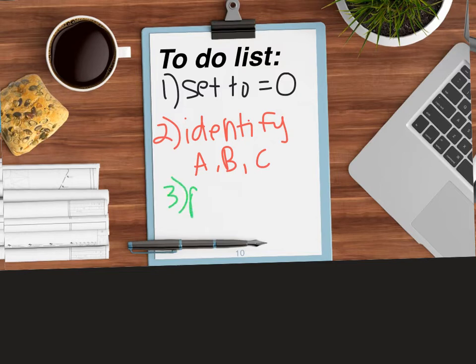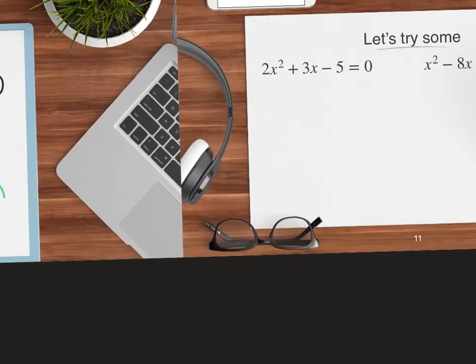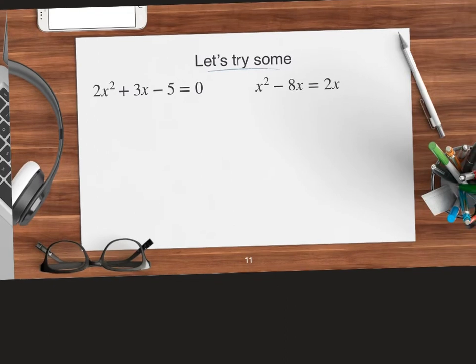And then you just plug and chug. And that's it. Plug it in, plug it in, just like the old commercial. So we're going to do 2 together, and then I'm going to have you do 2. So my first one, it's set to 0. I don't need to do anything. Let's go ahead and identify my A. So my A is here, my B is here, my C is here.